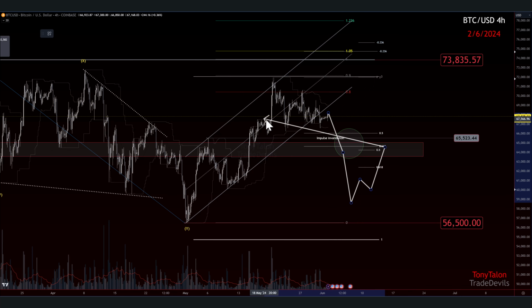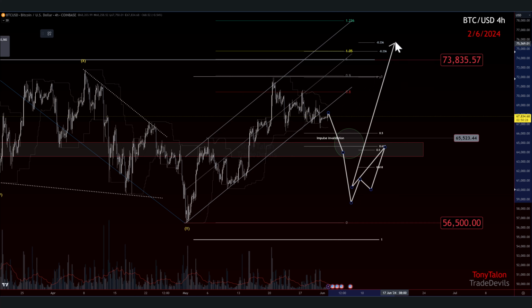This is a larger degree triangle. We'd be looking for a zigzag. So this could be a zigzag family as part of the larger degree triangle, and then we'd have to recount some of this stuff. But if this is a zigzag family in here, that would still kind of keep this low intact here at 56,500 for a potential move up to break the range high.